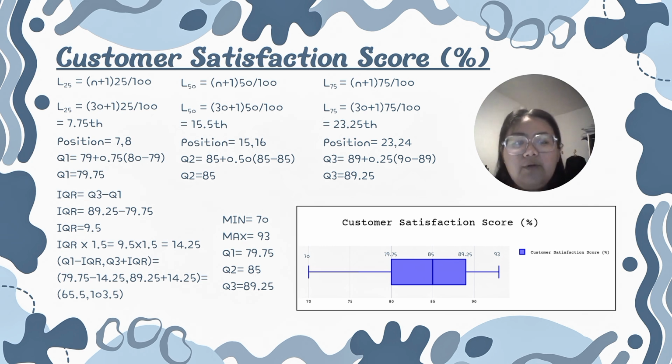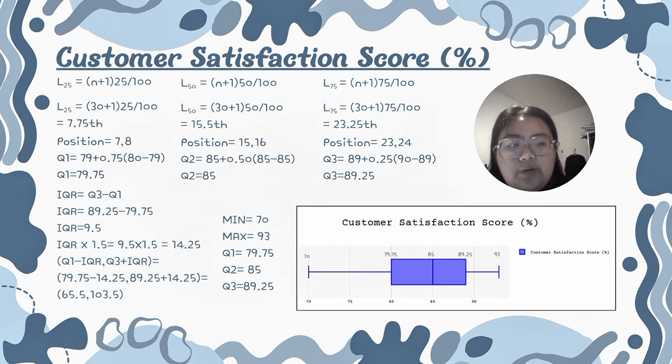We also calculated the interquartile range, the IQR, which is the third quartile minus the first quartile, which brings us to 9.5%. This tells us how spread out the middle 50% of scores are. A smaller IQR means scores are more consistent, while a larger IQR means that they vary more.